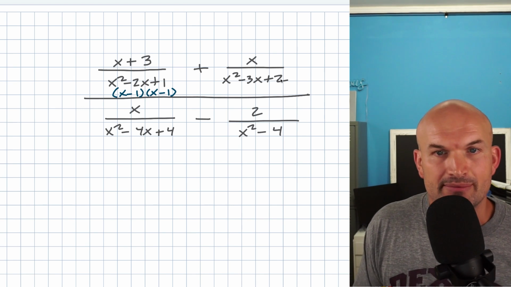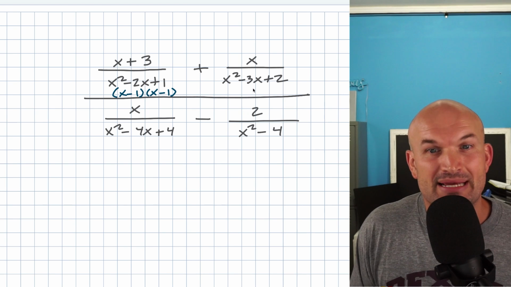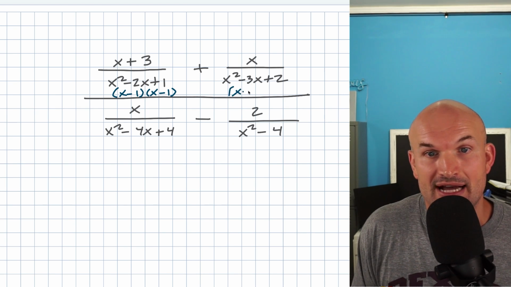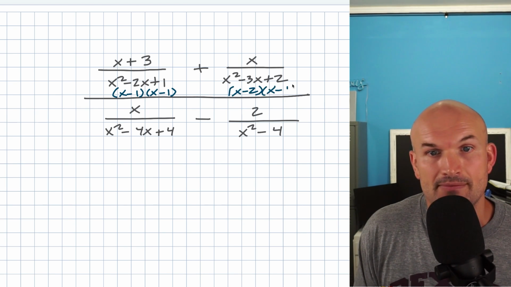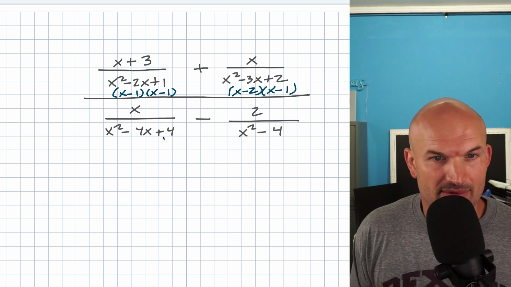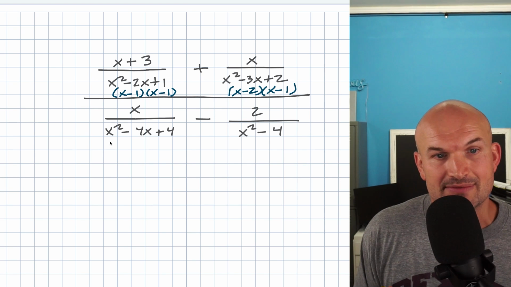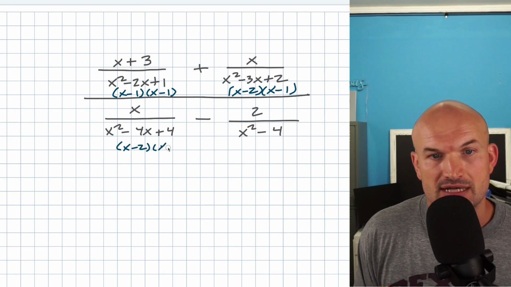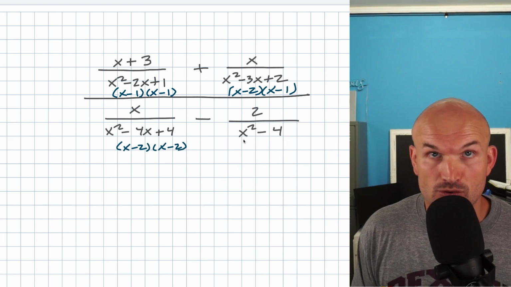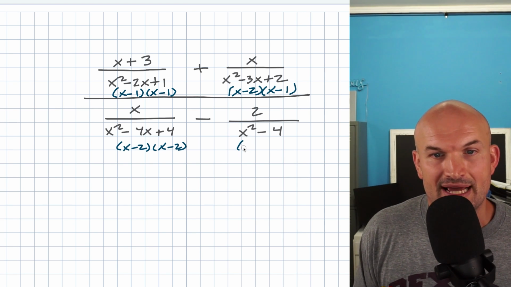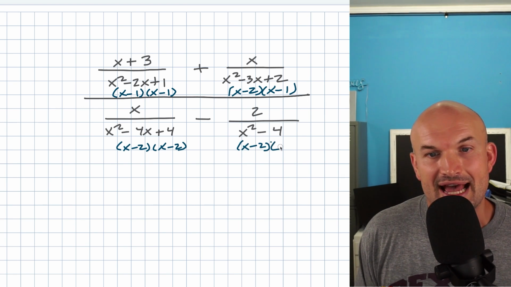What two numbers multiply to give me 2, add to give me -3? That's going to be x minus 2 times an x minus 1. So x minus 2 times an x minus 1. Over here, what two numbers multiply to give me 4, add to give me -4? Again, that's a perfect square trinomial, x minus 2 times x minus 2. So that'd be x minus 2 times an x minus 2. And then here's a difference of two squares. So therefore, that's going to be x minus 2 times x plus 2.